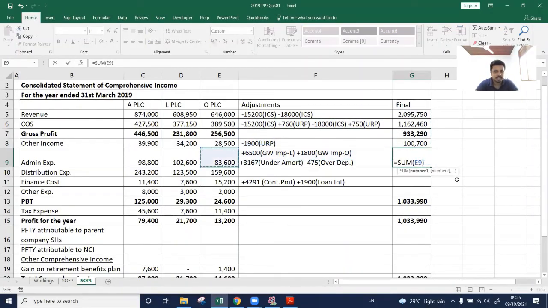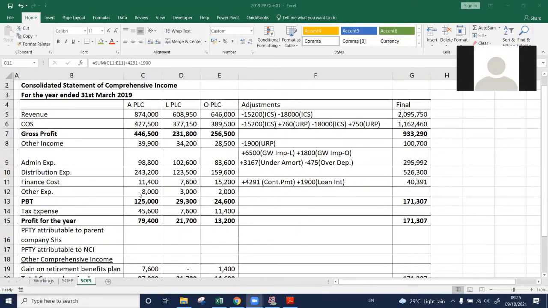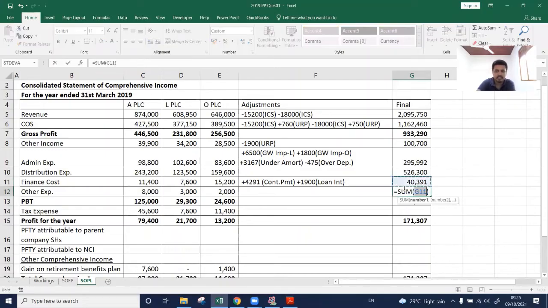Admin expenses, there are several adjustments again. For the sum, we need to add 6,500 plus another 1,800, plus 3,167 minus 475. Distribution expenses, there are no other adjustments, but for finance cost, there are adjustments: plus 4,291 plus 1,900. What else? The expenses, no adjustments. So we can consider the sum of these three figures, that is 13,000.